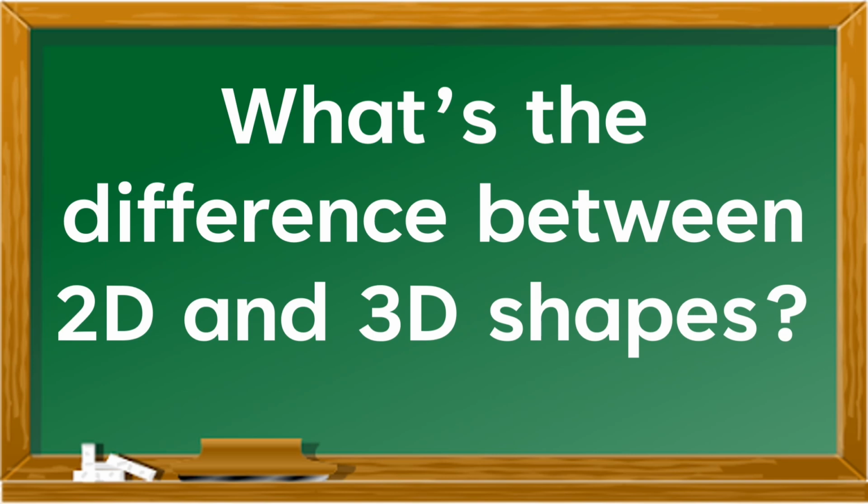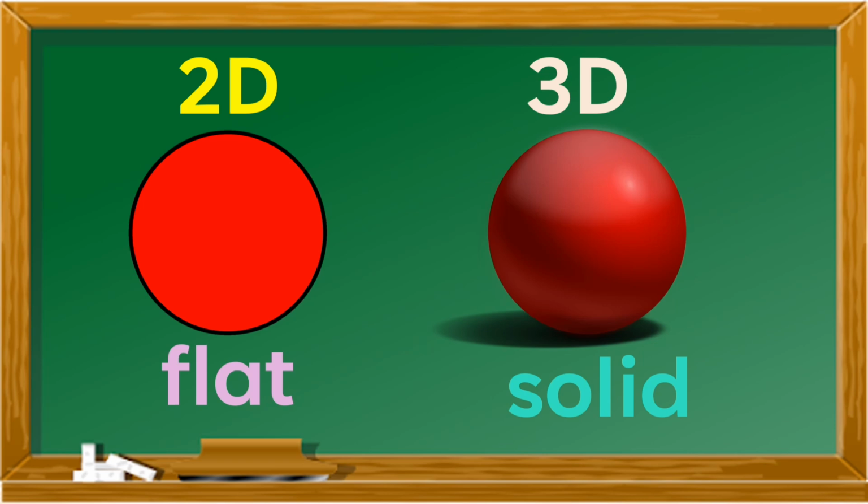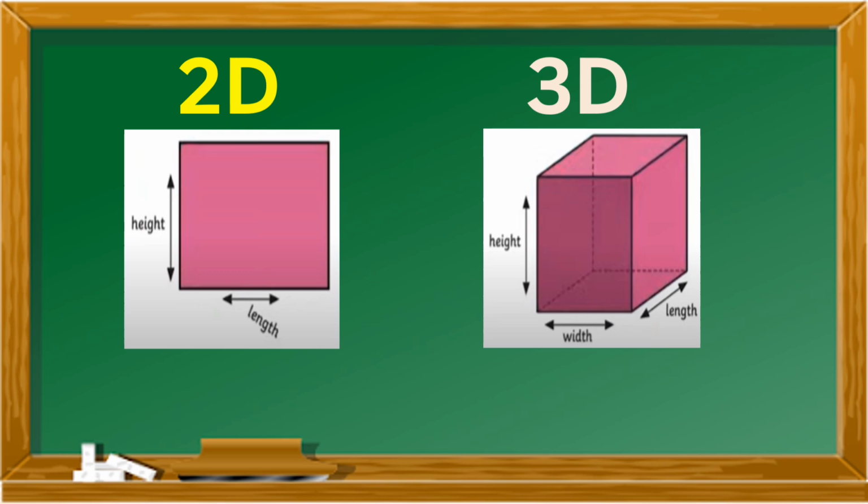Let me start by asking you, what's the difference between 2D and 3D shapes? One of the easiest ways to understand the difference between 2D and 3D shapes is by identifying how 2D shapes are flat and 3D shapes are solid. For example, if you place a 2D shape on a table, it will lie flat on the surface, while if you place a 3D shape on a table, it might roll or stand upright. Furthermore, a 2D shape has only two measurements, the length and the height, while a 3D shape has three measurements, the length, the height, and the depth or the width.